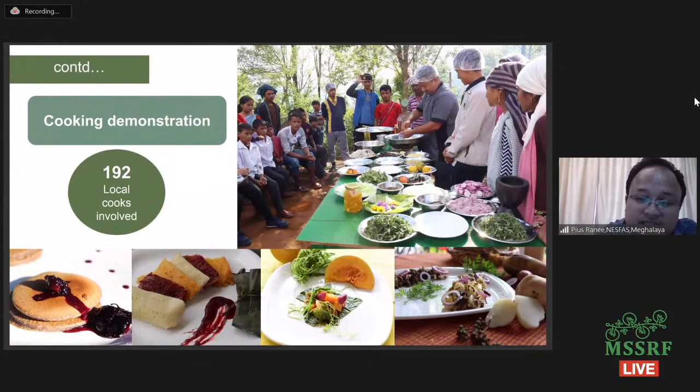As you can see in the photograph here, we have these young people, the students, the village committee, and then a professional chef. The idea is how to make local food attractive. So as you can see on the screen here, we have this local food being developed with the help of the professional chef.